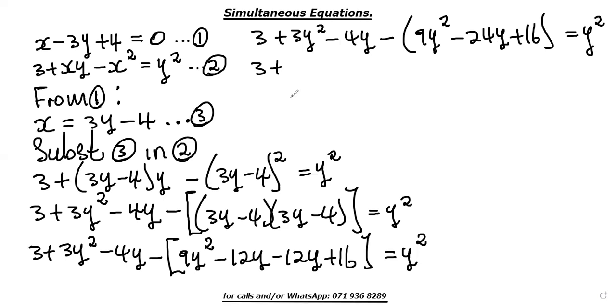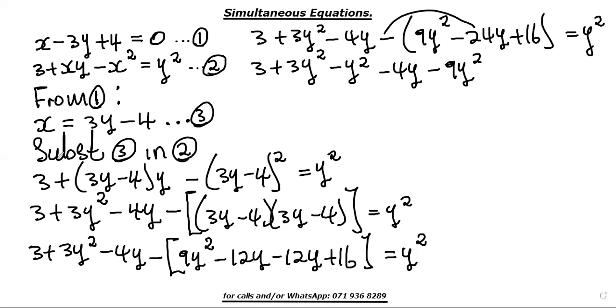And let's take the y squared to the left, so it becomes negative. So we have 3y squared minus y squared minus 4y. Negative times positive 9y squared, it's negative 9y squared. Negative times negative 24y, it's positive 24y. Then negative times positive 16, it's negative 16, and everything equals 0 because we took this y squared to the left.